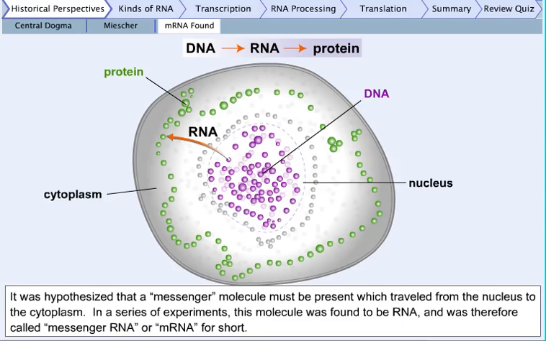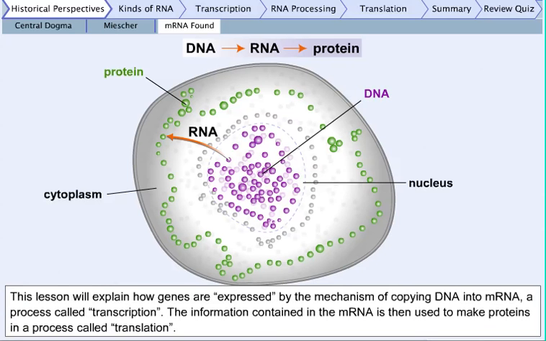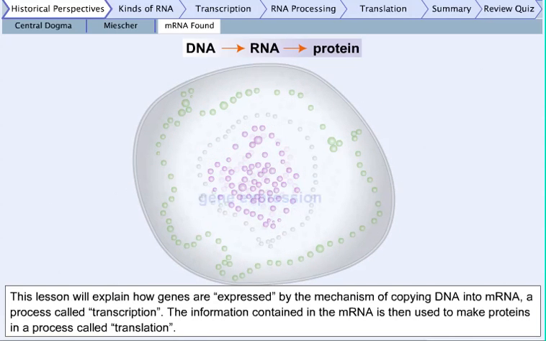This lesson will explain how genes are expressed by the mechanism of copying DNA into mRNA, a process called transcription. The information contained in the mRNA is then used to make proteins in a process called translation.